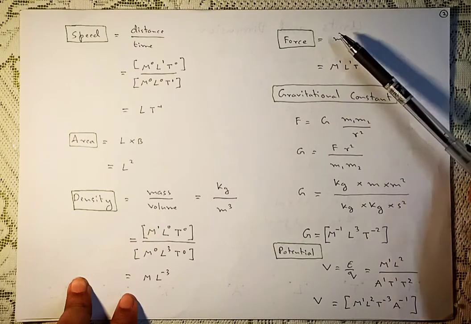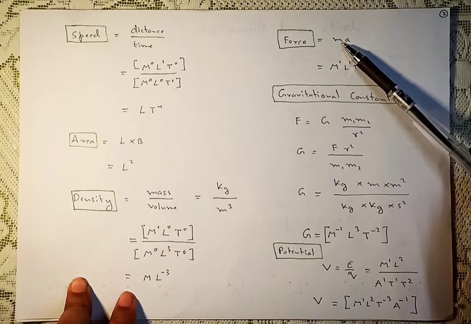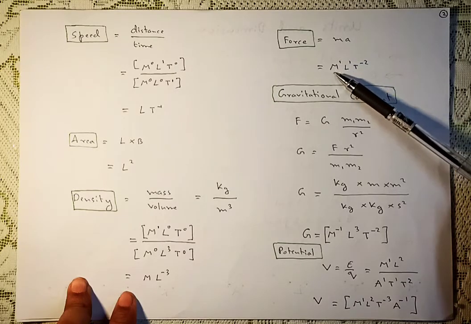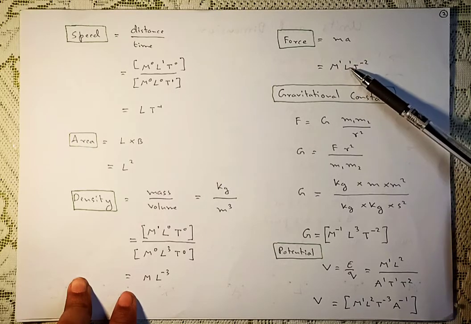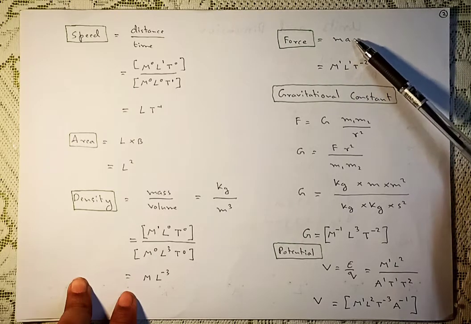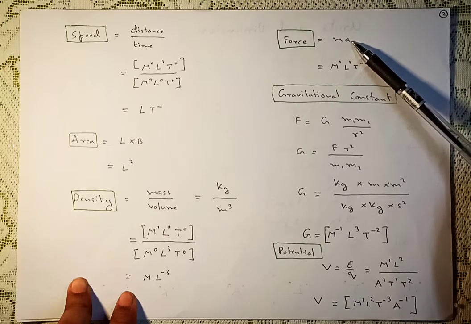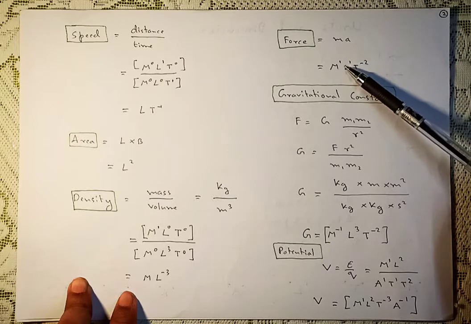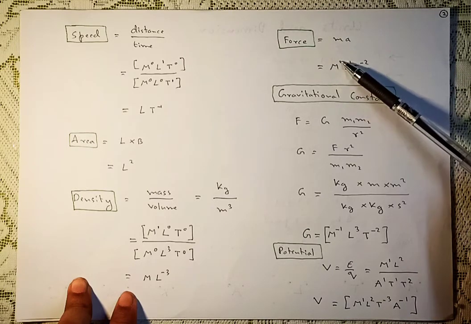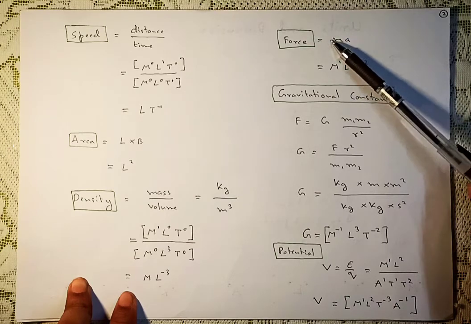Coming to force, it is mass into acceleration. It has the dimension of mass to the power 1, L to the power 1, T to the power minus 2. This is coming from meter per second square, which is the unit of your acceleration. LT to the power minus 2 is coming from the unit of acceleration, M to the power 1 is coming from the mass.